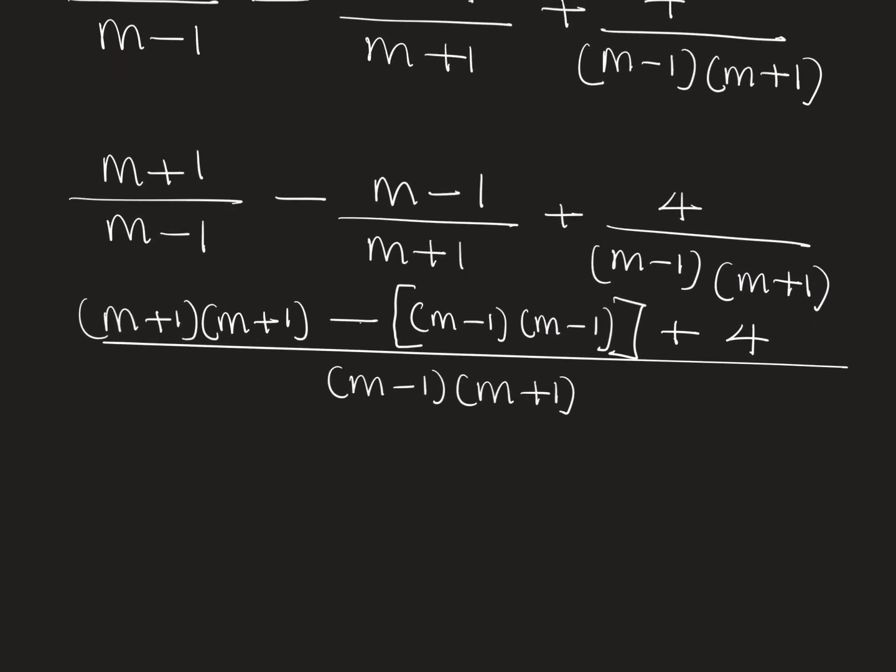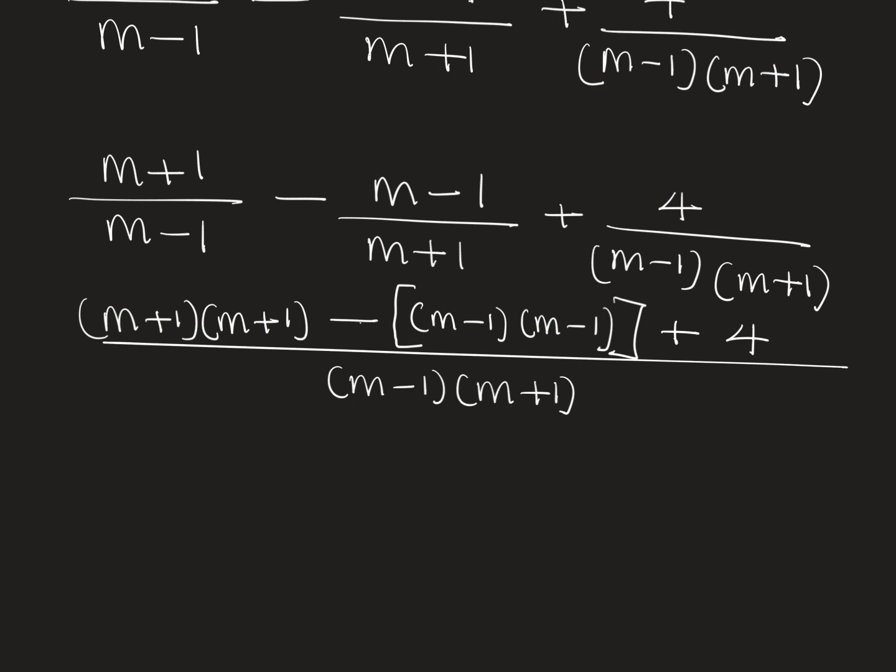Moving on, the way we can expand this is first taking this m in the first bracket, multiply by everything in the second bracket, then take this 1, multiply by everything in the second bracket. That is how expansion is done. Okay? The same thing applies here.